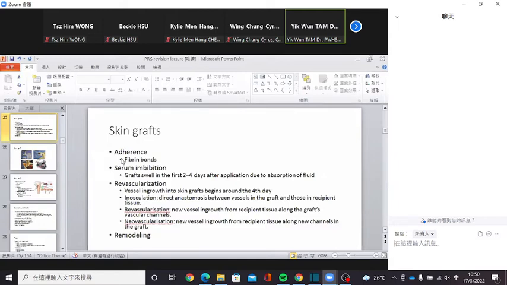So for skin graft, for it to heal, there are also 4 phases. First one is the adherence phase, where fibrin bonds are formed to attach the skin graft to the wound bed. Then in the first 2 to 4 days, there will be serum imbibition. So the next phase will be revascularization. There is vessel ingrowth into the skin graft. And then the last phase is the remodeling phase.